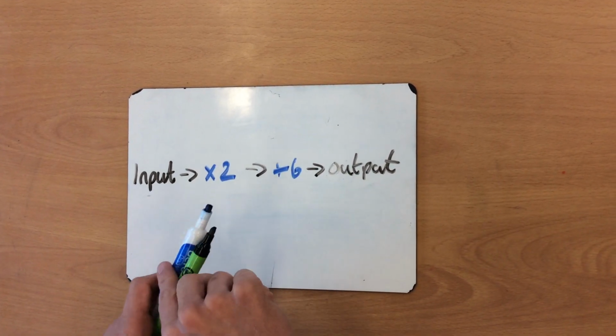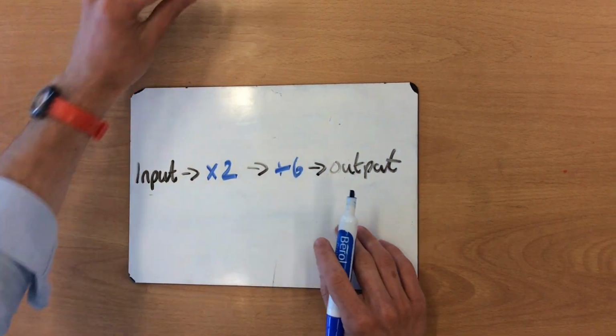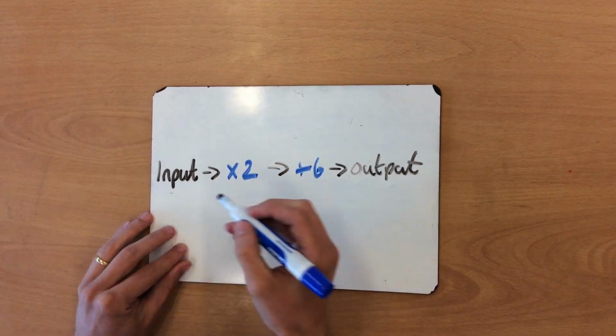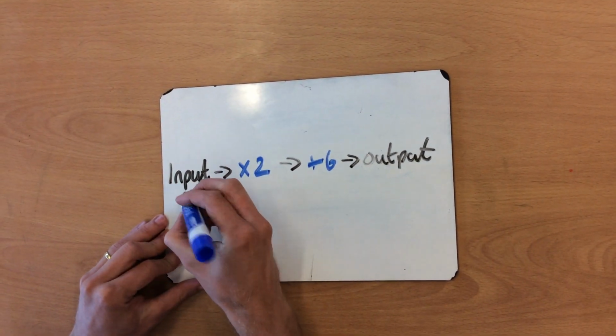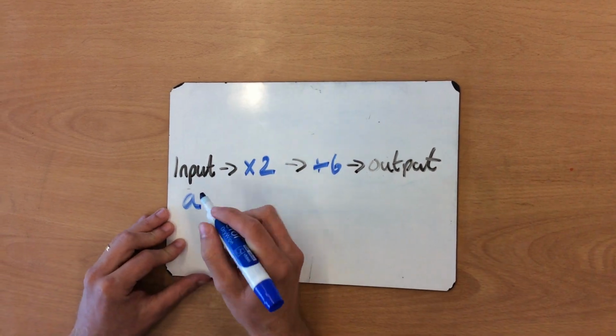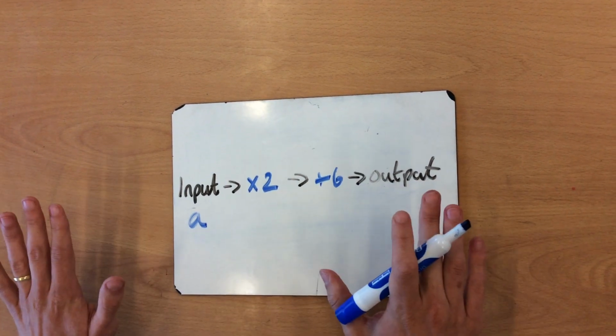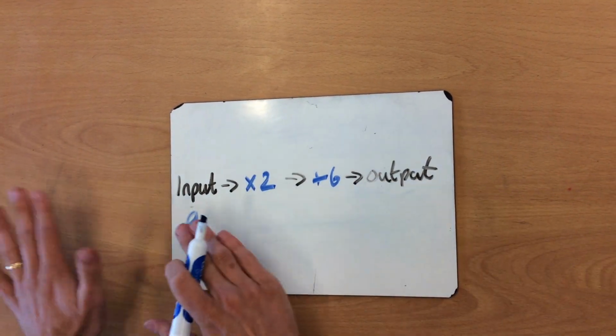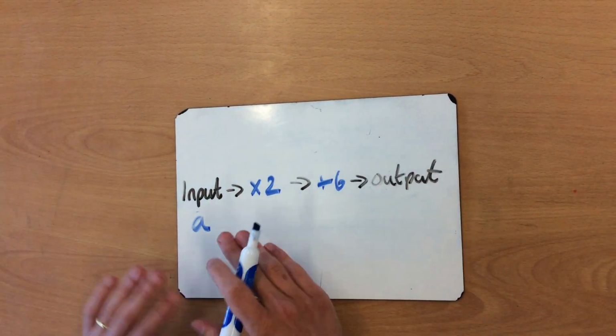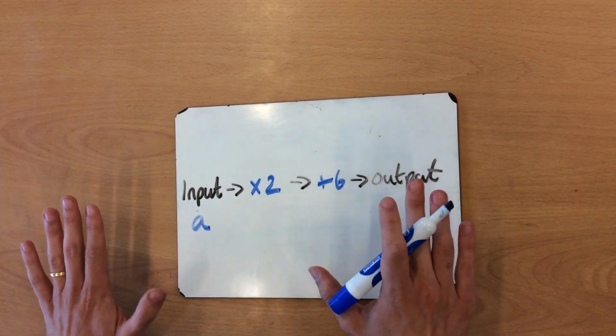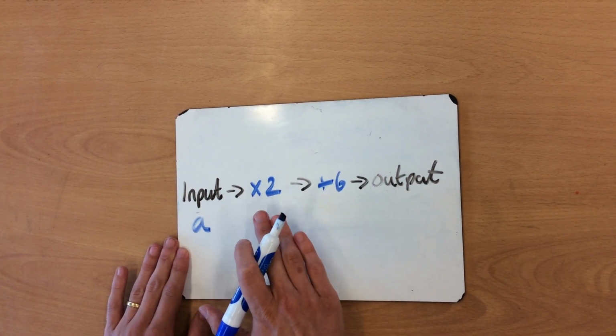What I'm going to use for my input is a letter. The letter I'm going to use is A. Remember, in algebra we use letters, and the letter A could mean any integer, any whole number. So A is any number. I could put any letter there, B, C, D, E, F. Remember, we said before we might use N for any number, but A is going into my function machine.